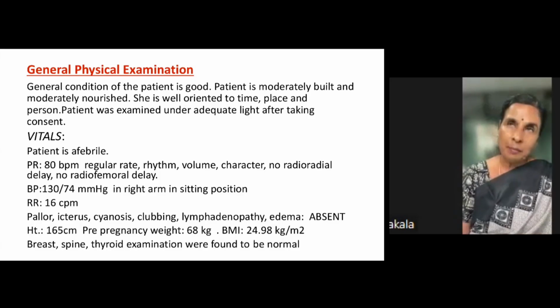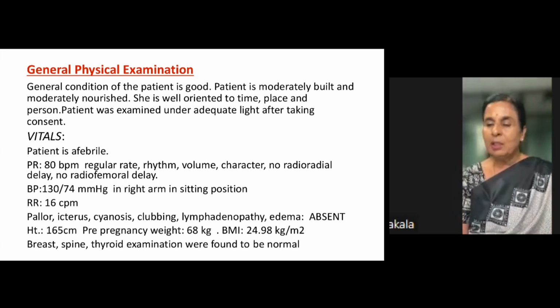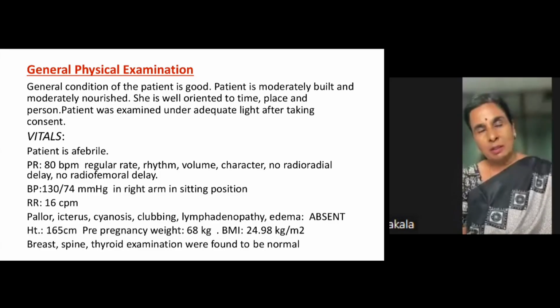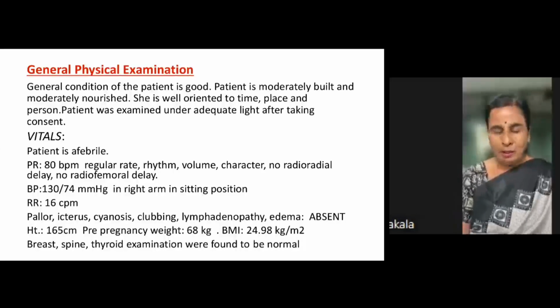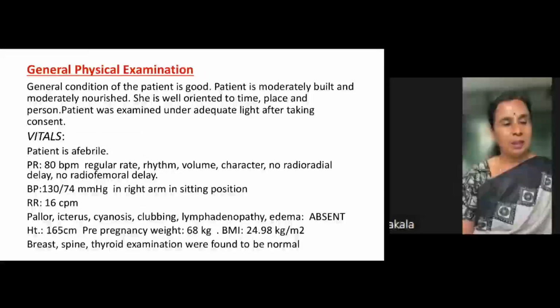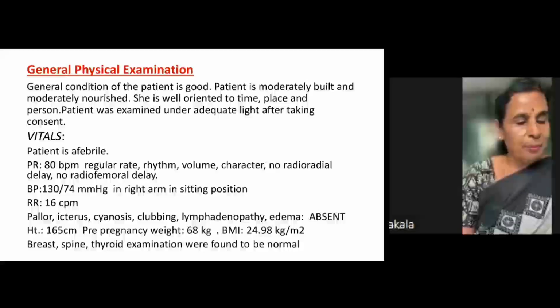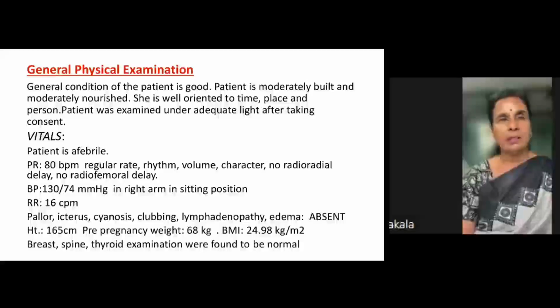And in labor, how do you record the blood pressure? Normally, in an antenatal patient, you record it in the sitting position. If the patient is in labor, you record it in the left recumbent position. Is that clear? Yes, sir. So do not record the blood pressure immediately as she enters the OPD. Ask her to rest for 10 minutes and then record the blood pressure. Okay. And also the pre-pregnancy weight here is 68 kg.